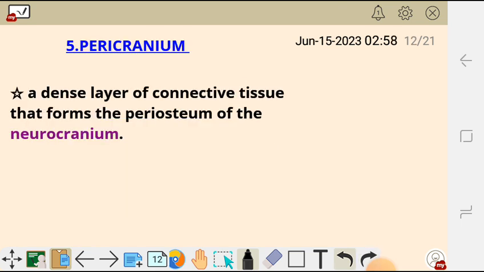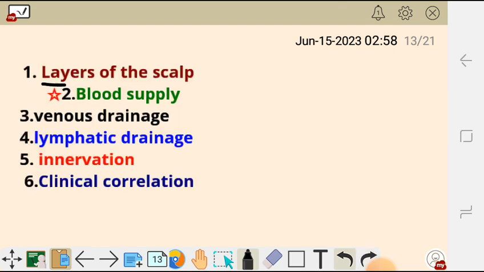Okay, so the last layer, which is the pericranium, is simply a dense layer of connective tissue that forms the periosteum of the neurocranium. The skull is divided into two. We have the neurocranium and the visceral cranium. So the pericranium forms the periosteum of the neurocranium, which is part of the skull. Okay, so that's about the layers of the scalp.